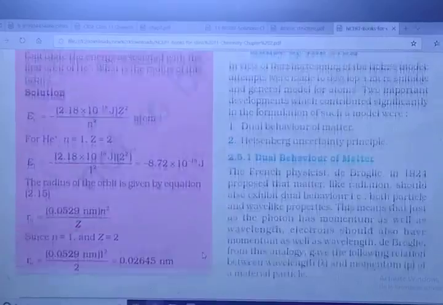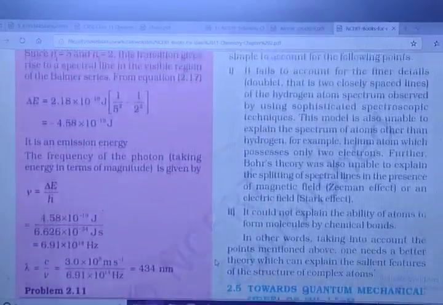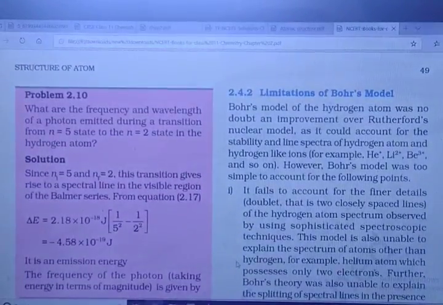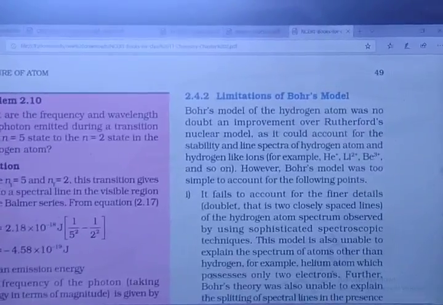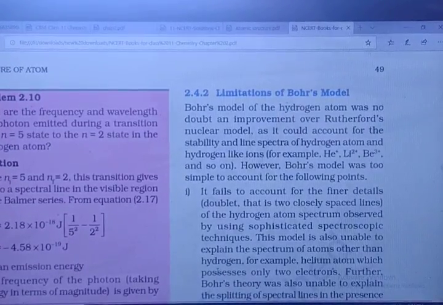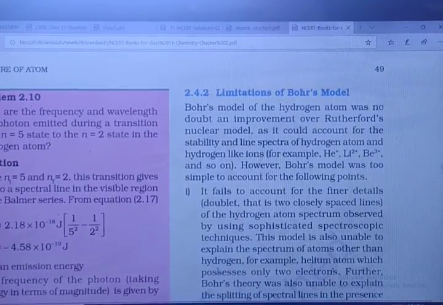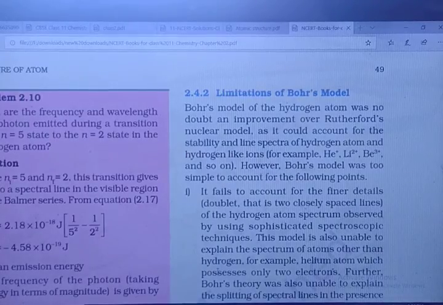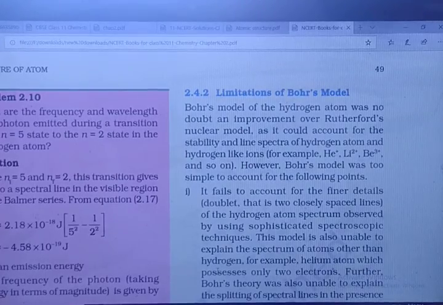After understanding this concept, now here, what are the limitations of the Bohr model? Limitations means demerits. What are the demerits of the Bohr model? What Bohr had not explained. The Bohr model of the hydrogen atom was no doubt an improvement over Rutherford's nuclear model. It could account for the stability and line spectra of the hydrogen atom and hydrogen-like ions like helium plus, lithium 2+, beryllium 3+, and so on.